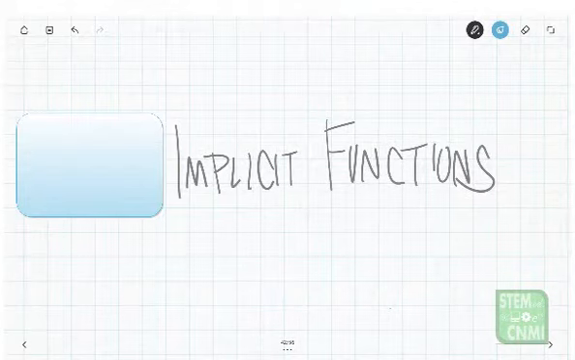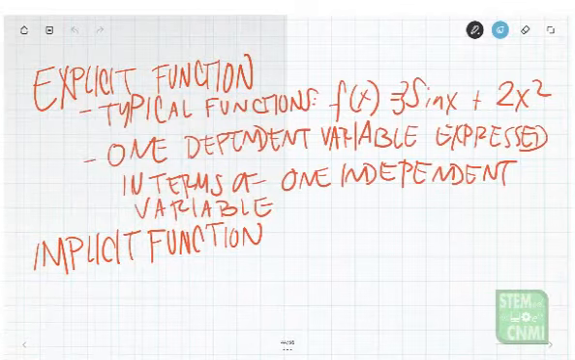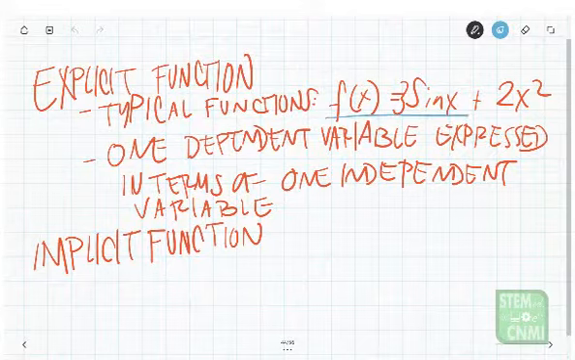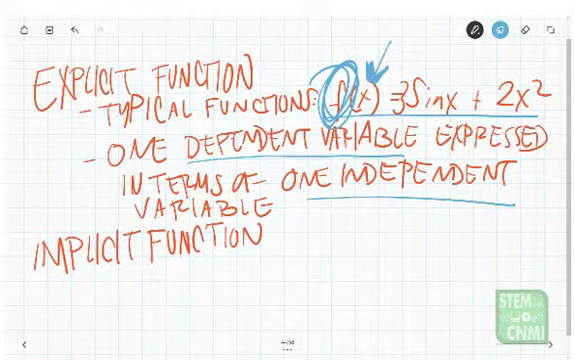So now we're going to introduce a new term called the implicit function, which is in contrast to what we have been typically dealing with, which are explicit functions. And so an explicit function is the typical function that we've been working with, something like f of x equals 3 sine x plus 2x squared, where we have one dependent variable, our variable f, expressed in terms of one independent variable, our variable x, where we choose a value of x, and as we change the value of x, we get a range of different values for f.